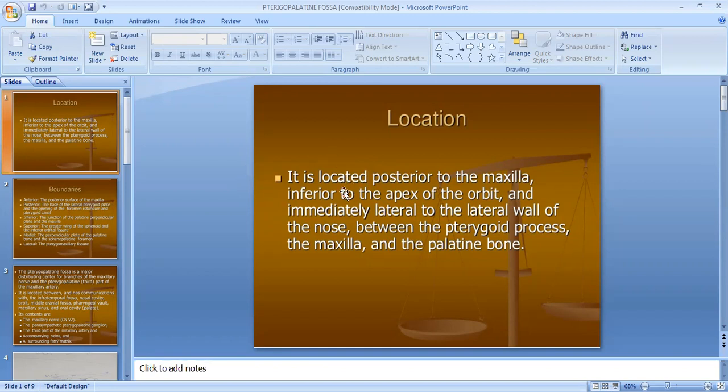Pterygopalatine fossa is located posterior to the maxilla, inferior to the apex of the orbit, and immediately lateral to the lateral wall of the nose, between the pterygoid process, the maxilla, and the palatine bone.